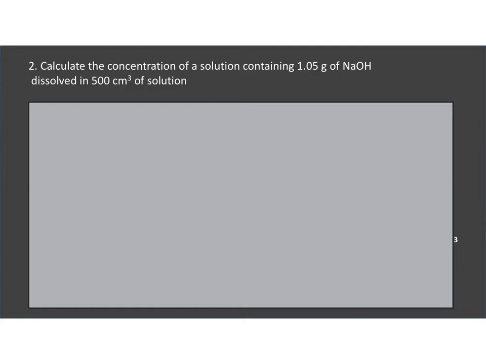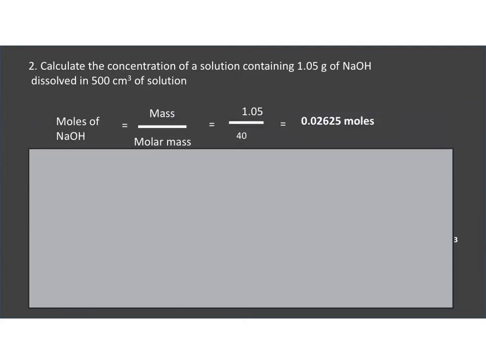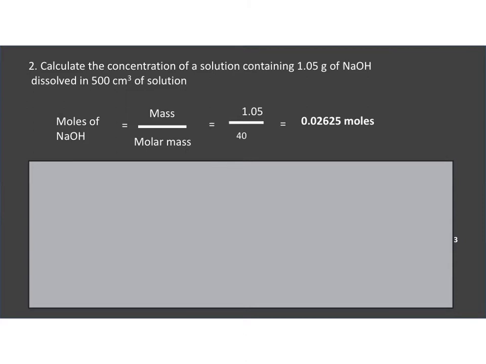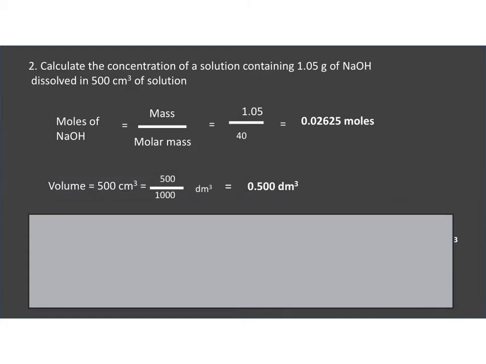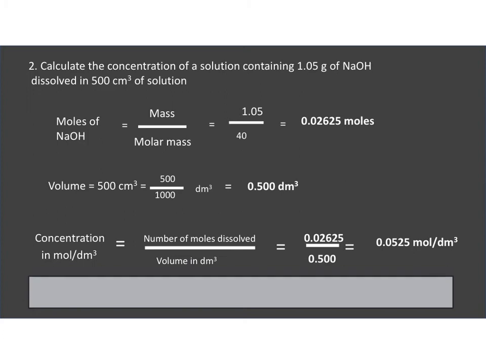We're now going to calculate the concentration of a solution that contains 1.05 grams of sodium hydroxide dissolved in 500 centimeters cubed. So our equation for number of moles of sodium hydroxide is of course mass over molar mass. Molar mass of sodium hydroxide is 40, and so 1.05 divided by 40 gives us 0.02625 moles. Our volume in decimeters cubed is 0.5 decimeters cubed, and then we pop that into our equation to find concentration, which is moles divided by our volume, and that gives us 0.025 moles per decimeter cubed.